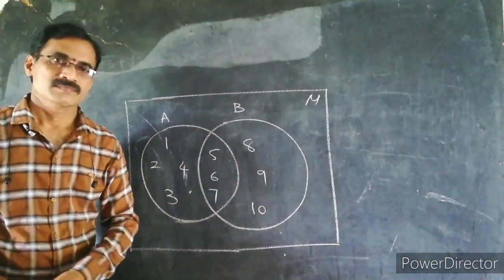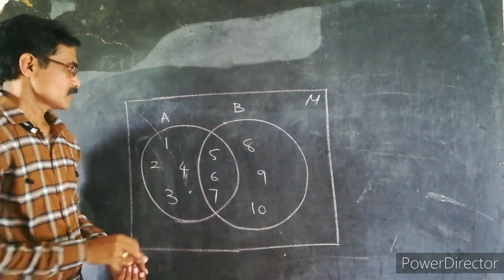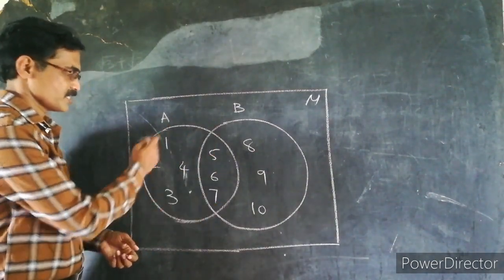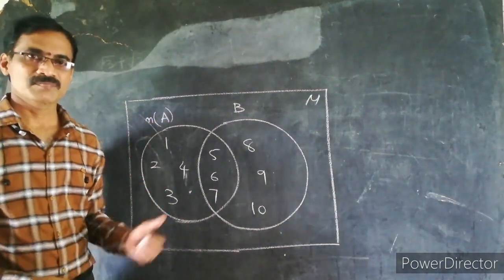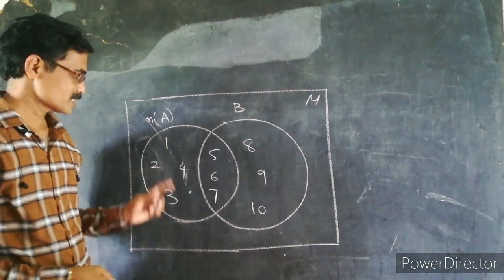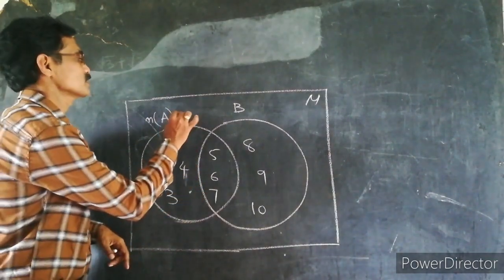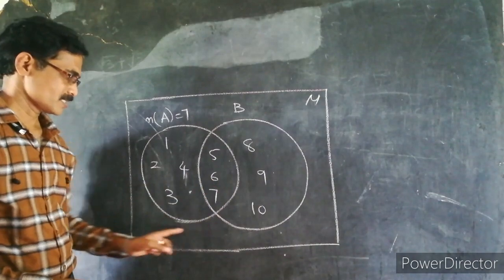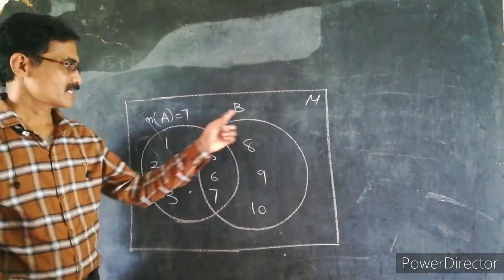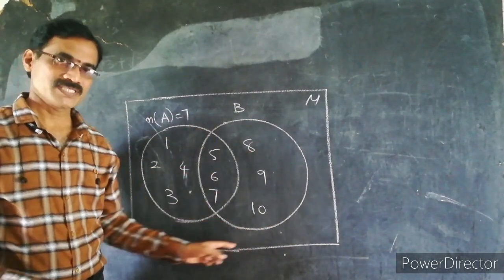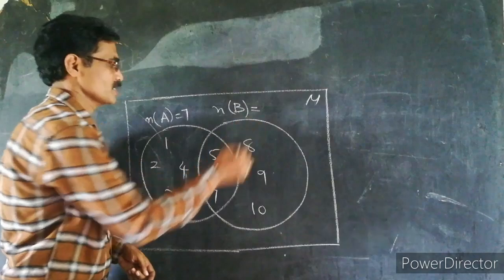Okay. So now, how many elements are in set A? That is denoted by n(A). n(A) is equal to how many elements? 1, 2, 3, 4, 5, 6, 7 elements. So, in this set, there are 7 elements. This is denoted by n(A). And how many elements are in set B? Cardinal number of B, how many? 1, 2, 3, 4, 5, 6.